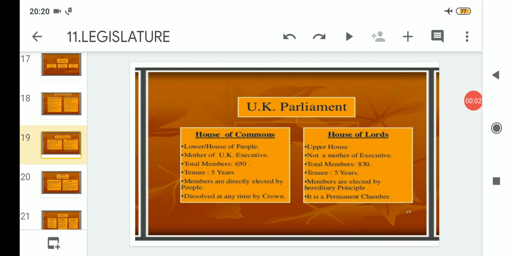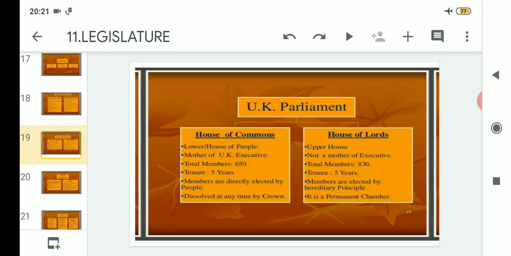Hello students, welcome to the Political Science class for Class 11 Arts, and today we will proceed with the second country which has a unitary form of government, and that is the United Kingdom, and it has a parliament. Clear? So it has two houses, that is the House of Commons and the House of Lords. So let us first understand the House of Commons.